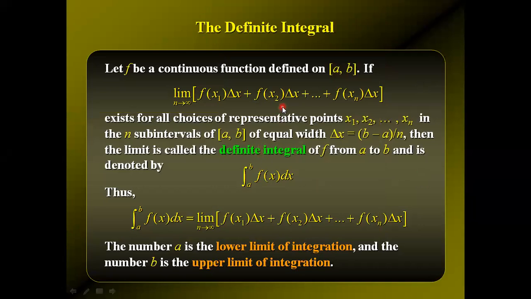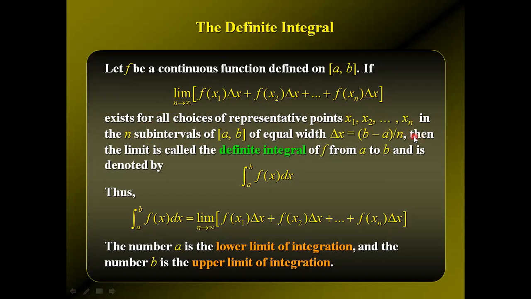So what is the definite integral? Now let f be a continuous function defined on [a, b]. If there is a small area with del x at x1, another small area f of x2 into del x at x2, and the last area at xn, f of xn into del x, then the sum of this whole area in the limit gives the total area. And the limit exists for all choices of representative points x1, x2, dot dot xn in the n subintervals of [a, b] of equal length, where the length is b minus a divided by n. We are dividing this range into n parts.